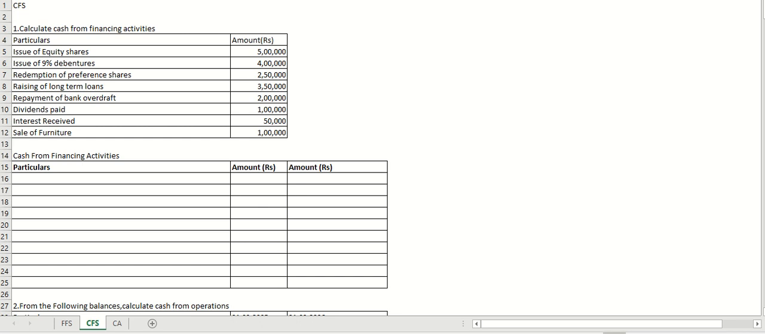So in this video we're going to do problems on cash flow statement. So first problem, calculate the cash from financing activities. So they are telling us to calculate only the cash which we have gained from the financing activities. So we have to see whether all the items are part of the financing activities. So what do we basically mean by the word financing activities?